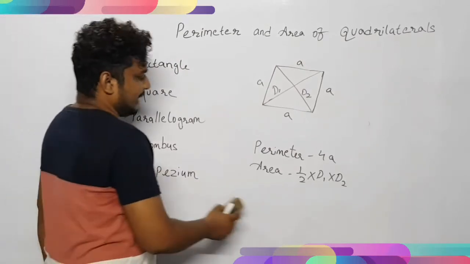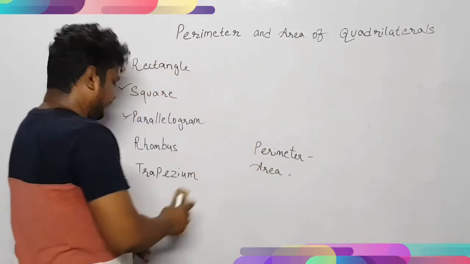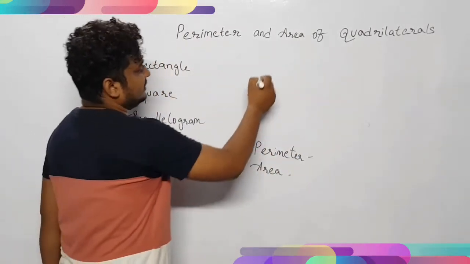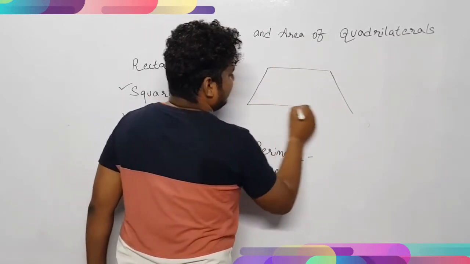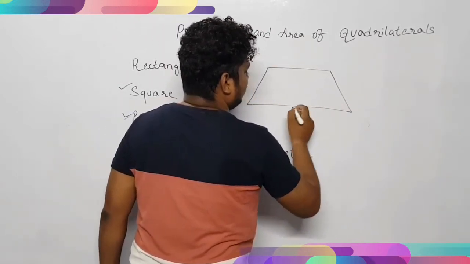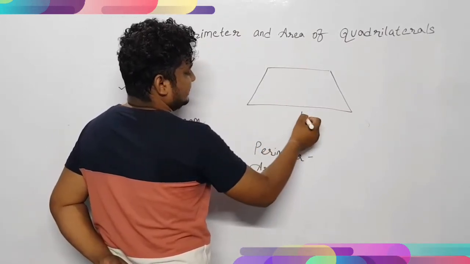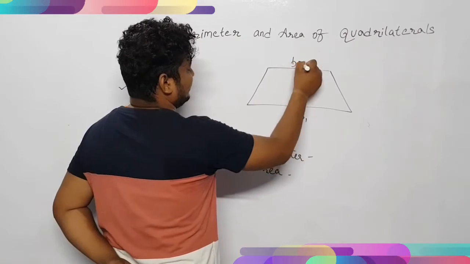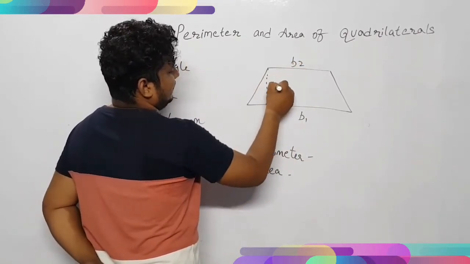Now we are coming to the trapezium. For the trapezium, you know the property of the trapezium also. A trapezium is a figure in which one pair of sides is parallel. So this side is parallel to this side. If we take this as base 1 and this as base 2, we will draw one height over here, that will be h.